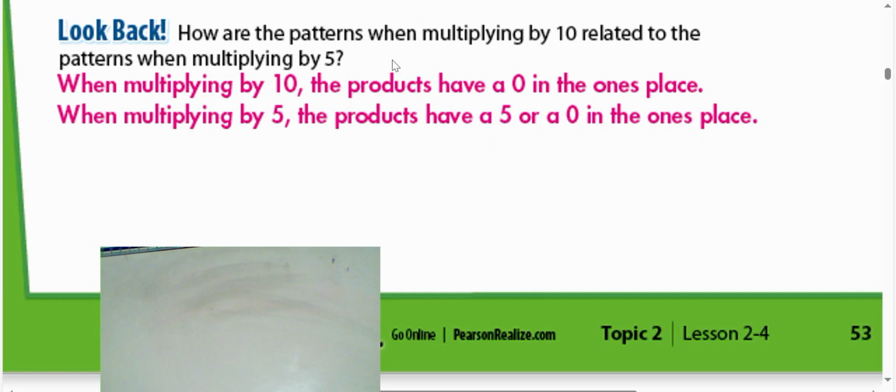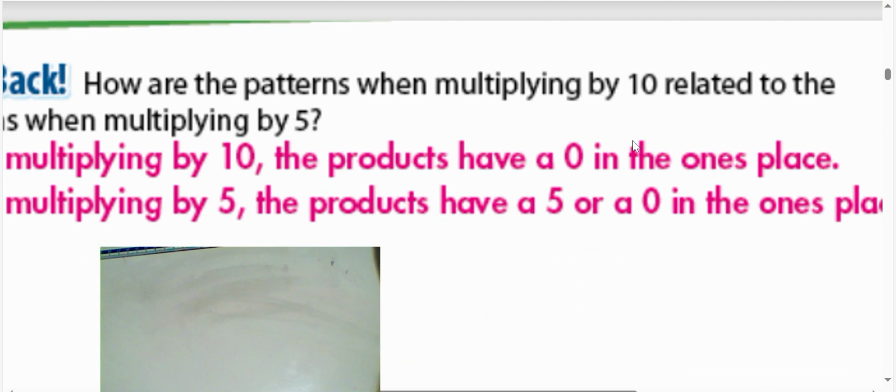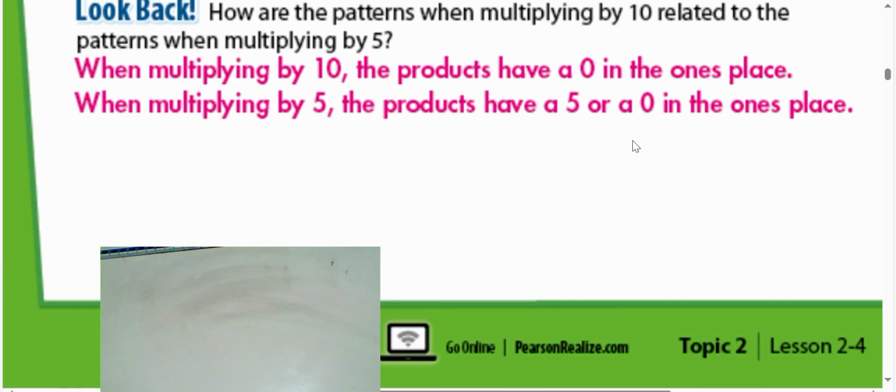How are the patterns when multiplying by 10 related to patterns when multiplying by 5? When multiplying by 10, the product has a 0 in the ones place. When multiplying by 5, the product has 5 or 0 in the ones place. That is the rule about multiplying by 5 and multiplying by 10. Okay, write the answer in this place.